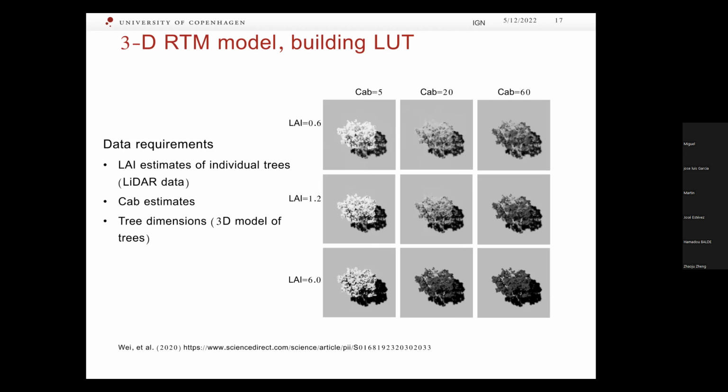We know that we will need LAI estimates, which we can get from the LiDAR data. Also the chlorophyll estimates, which can be retrieved by different methods, either in situ measurements or lab measurements, which require different setups. So we still have to figure out which is the best option for us. And then we will also need the tree dimensions, which we can get from the LiDAR measurements or estimate, as I already mentioned earlier.